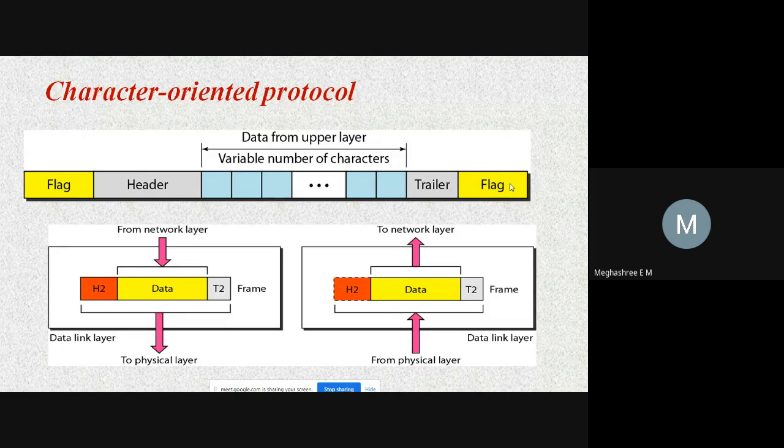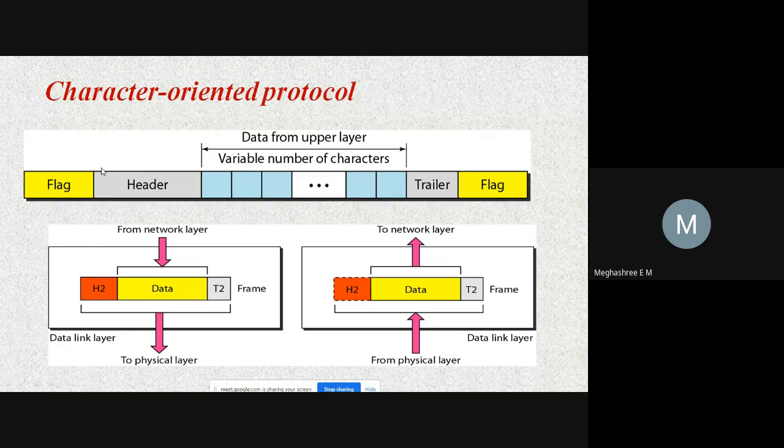8 bits, right? So if I say this is 2 bytes, then it will be 16 bits, right? So whatever size we consider for the flag, header, and the data, it should be a multiple of 8, or it has to be divisible by 8. That way of formatting is followed in character oriented protocol.